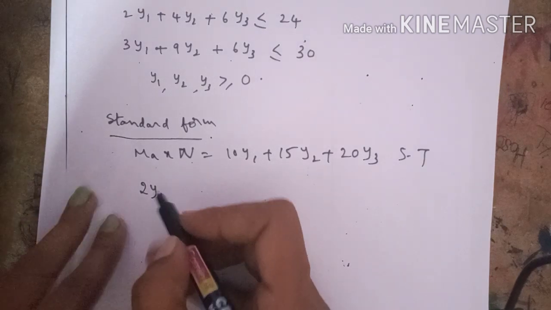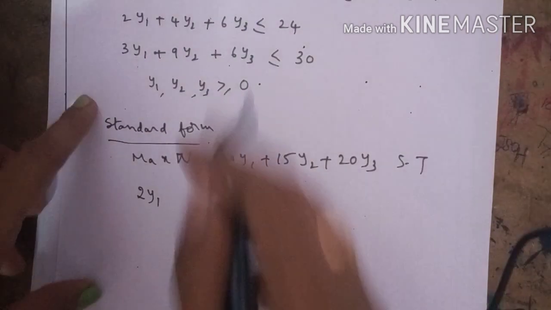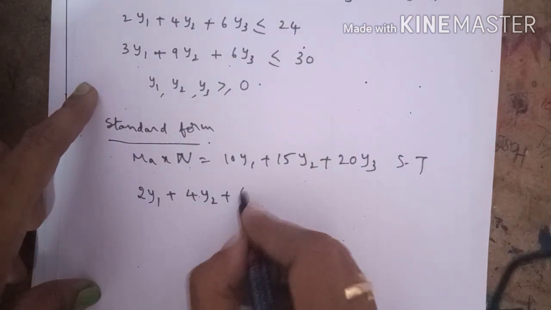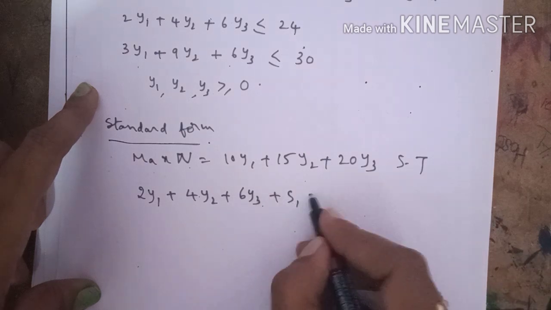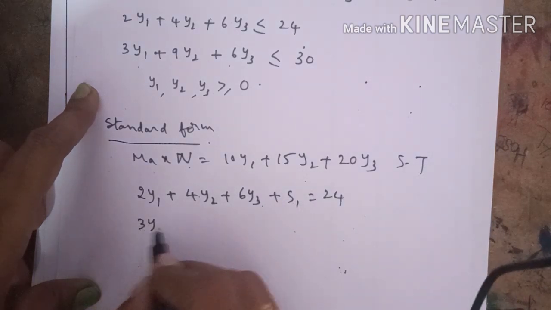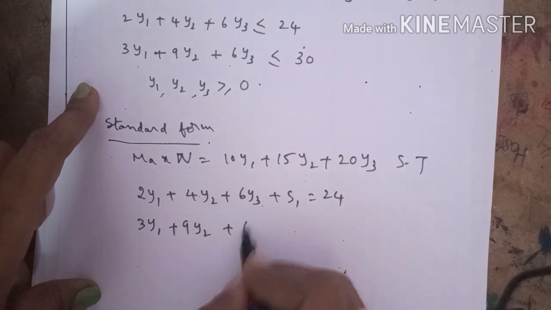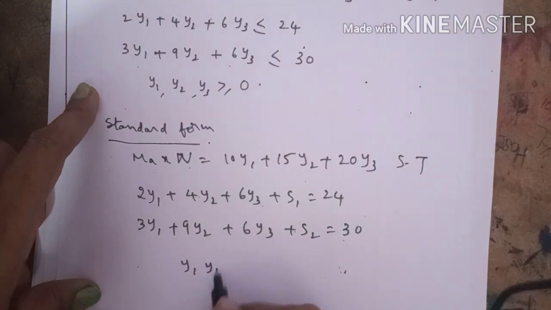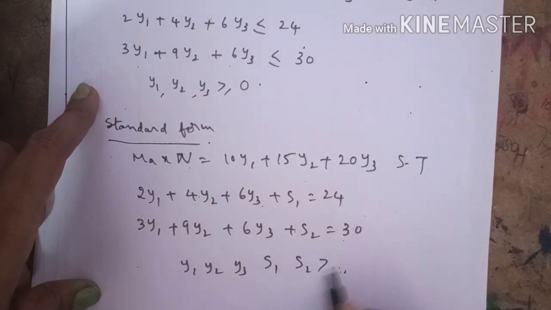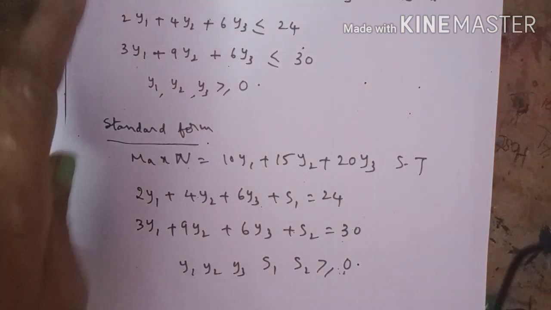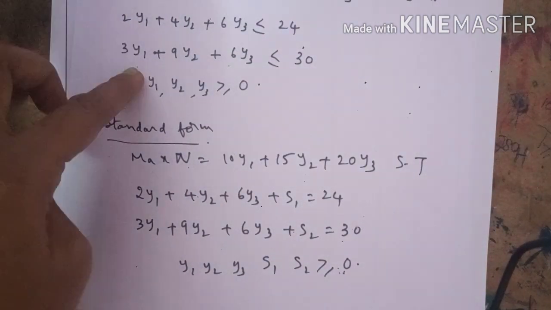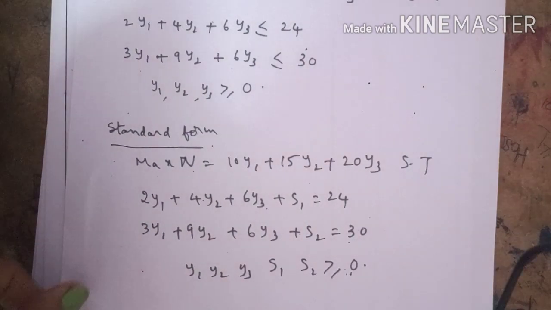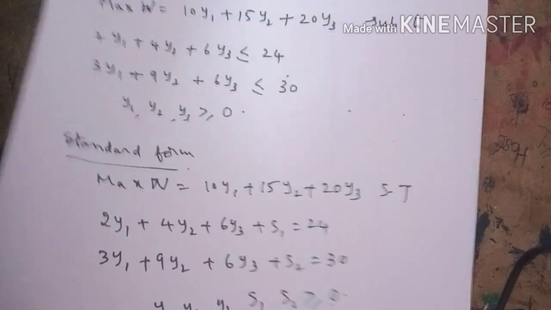2 y1, the less than or equal to symbol is there. In order to make this into the equation form, we have to add one slack variable. 2 y1 plus 4 y2 plus 6 y3 plus s1 is equal to 24. 3 y1 plus 9 y2 plus 6 y3 plus s2 is equal to 30. y1, y2, y3, s1, s2 greater than or equal to 0. Like this, we converted the dual into the standard form. Why am I converting into the standard form? To solve the given problem using the simplex method.